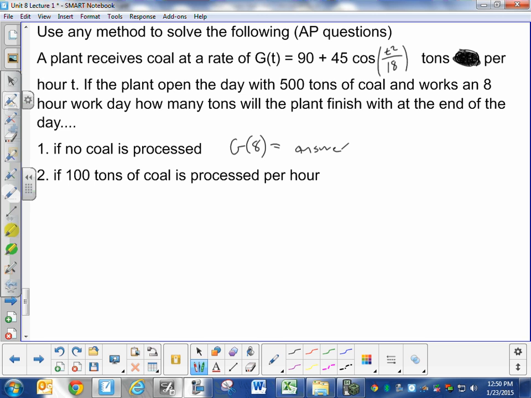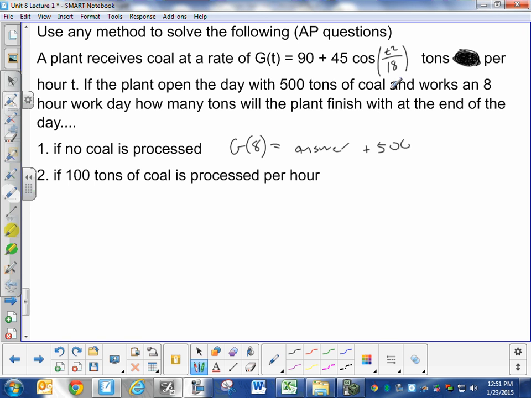Is that correct? Is it G of 8 plus 500? Is that correct? It's not, but this is what everybody thinks. Everybody thinks it's just going to be G of 8 plus 500. And now the whole 500 should be kind of included in this function if this were true.